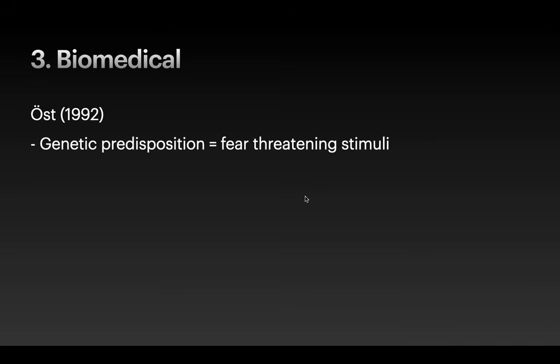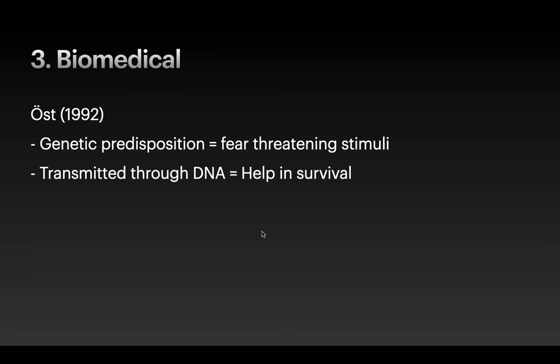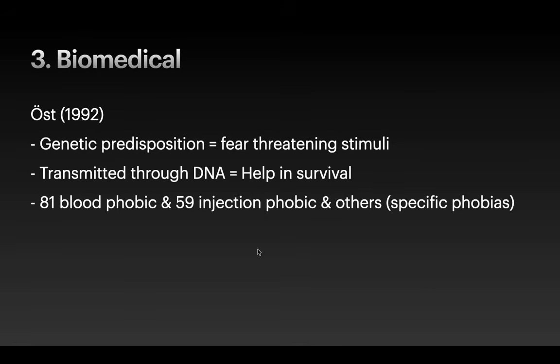In that sense, right? The same way that dogs naturally just want to run after cats, right? There's some evolutionary mechanism of predator and prey, right? So that makes sense. And he believed that because it's evolutionary or genetic, it should be able to transmit through DNA to help us in our survival, right? That's what he believed. Now, what he wanted to test this on was blood phobia, right?